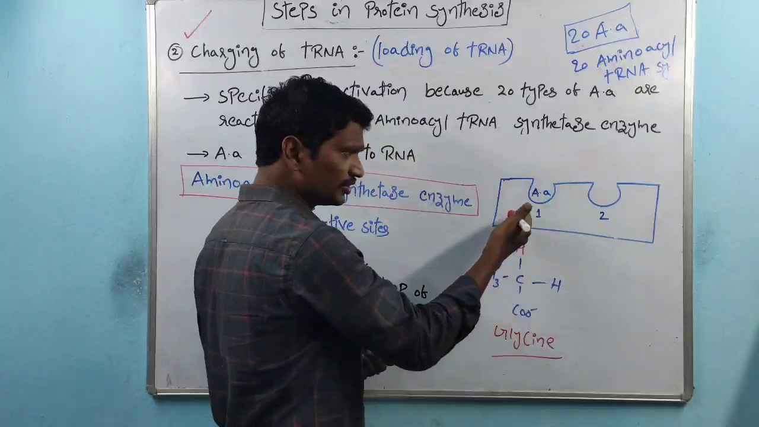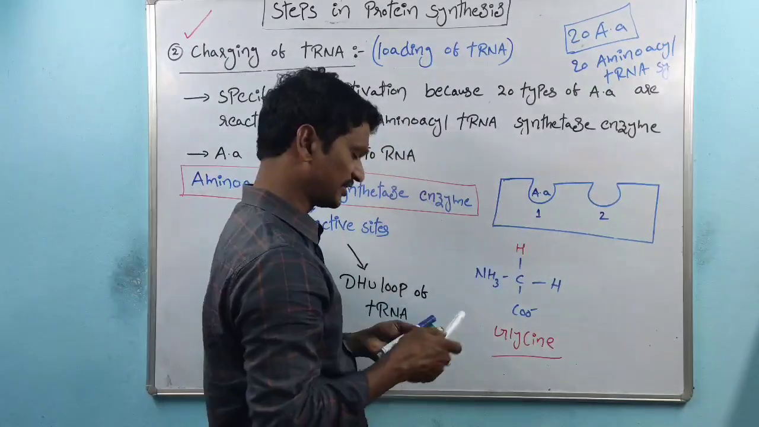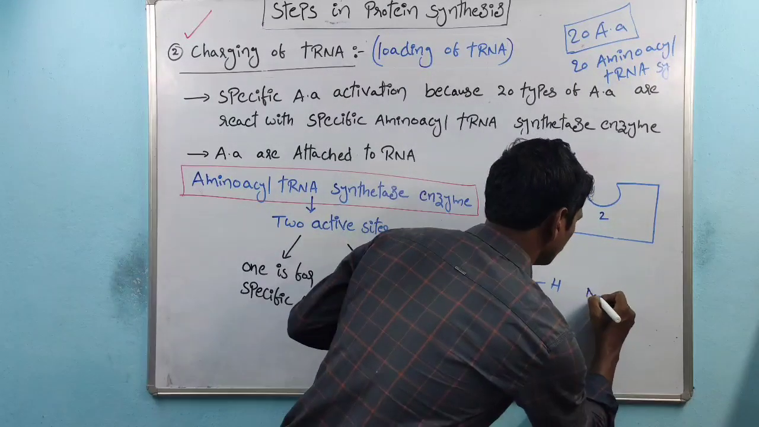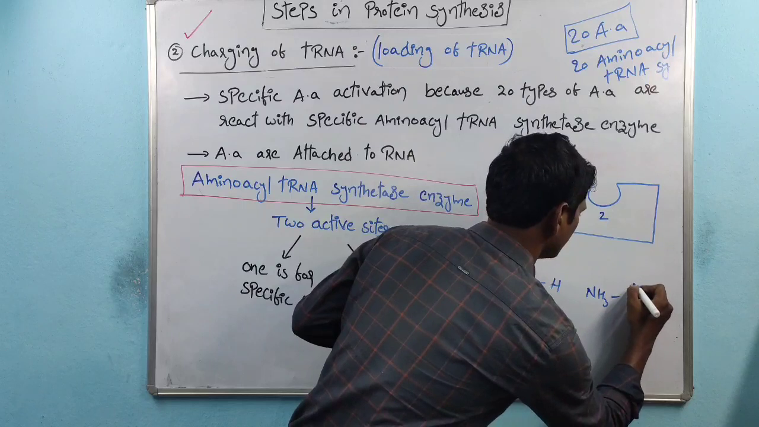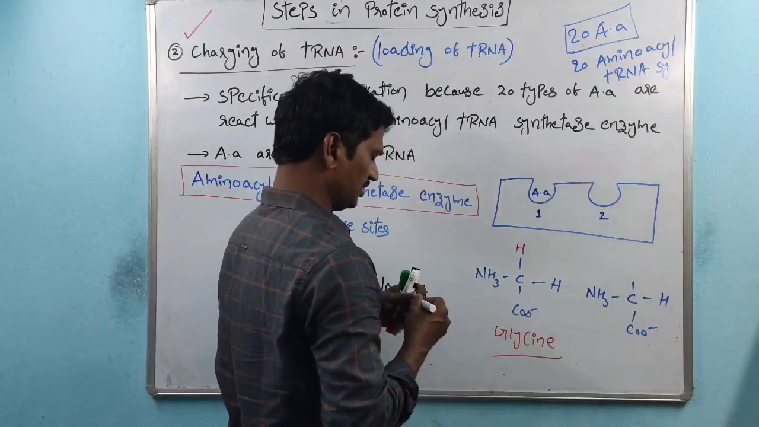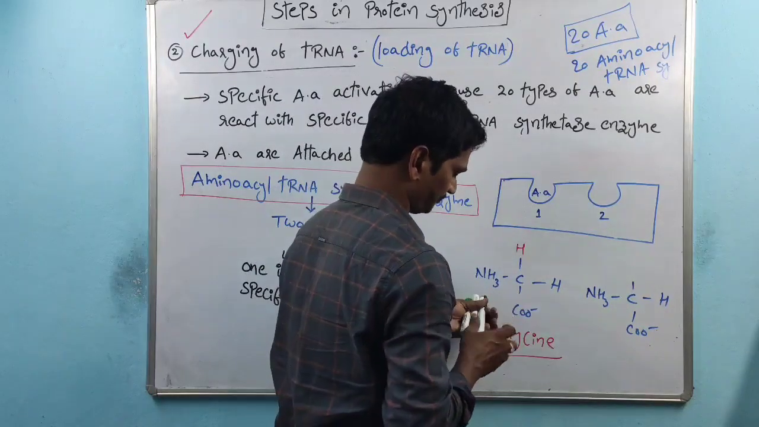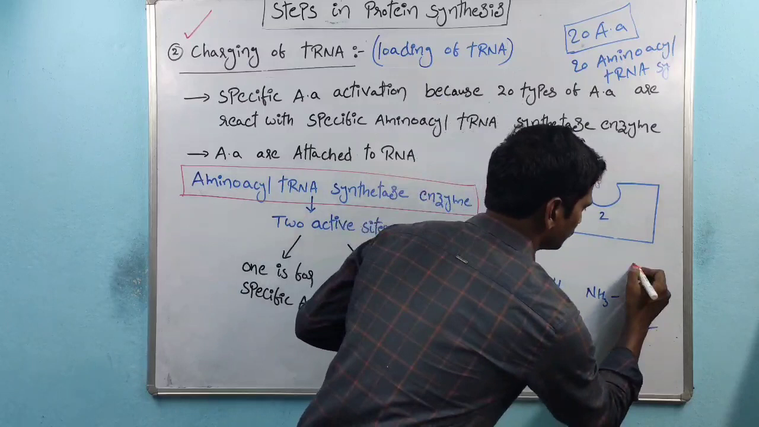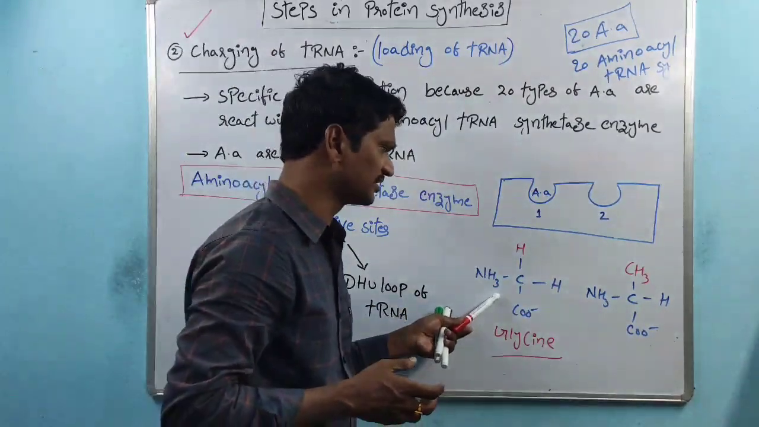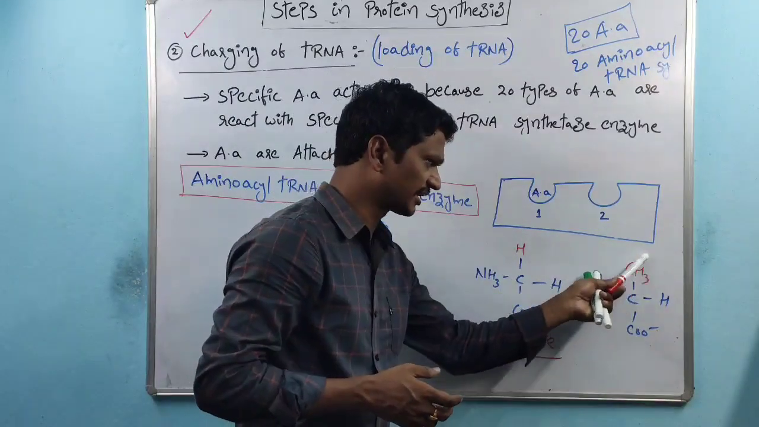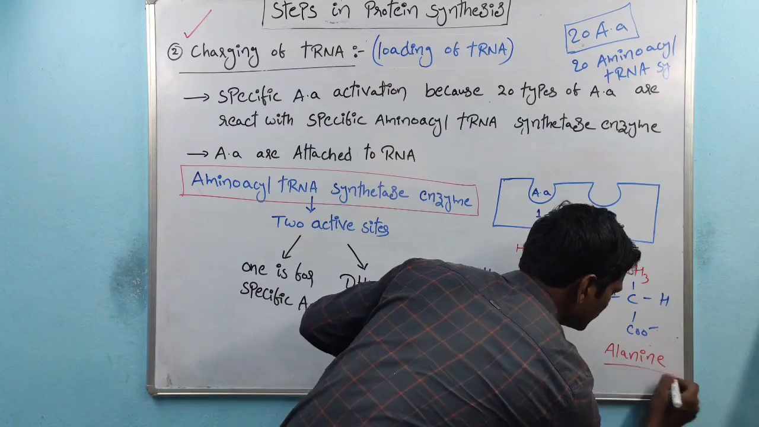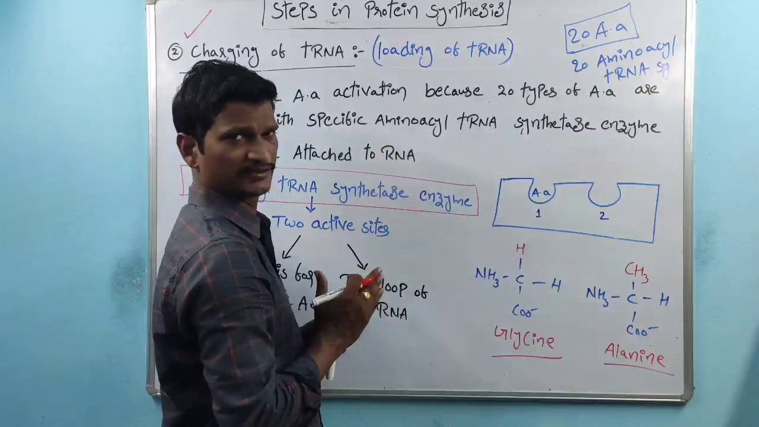So how does this enzyme differ from the remaining amino acids? For suppose this is the structure of CH3, right? This is the H and this is the COOH, right? And this is the structure of alanine. The first structure is glycine, where H is present. This is the second structure, the amino acid alanine. So structural differentiation is there.